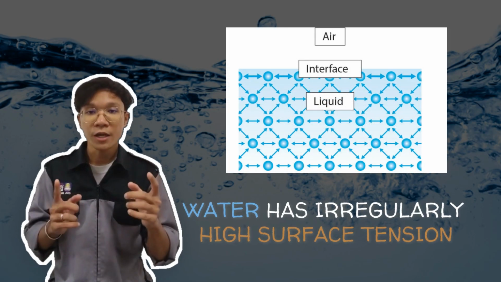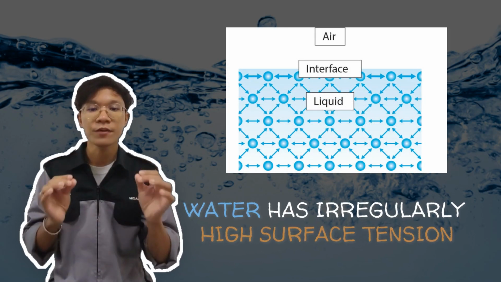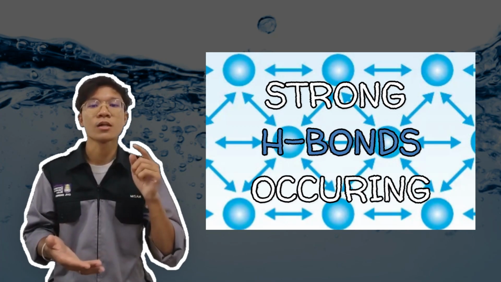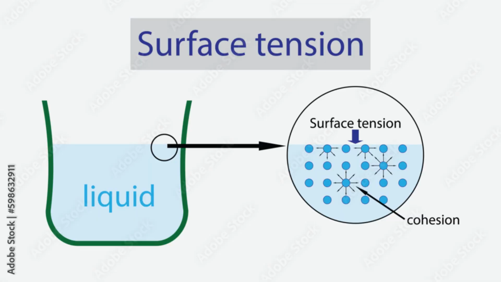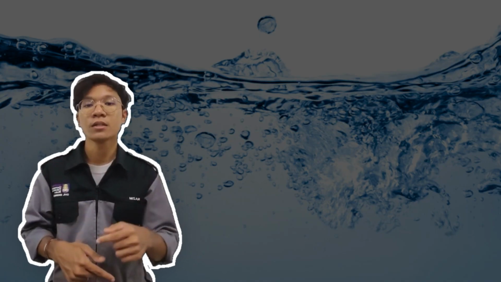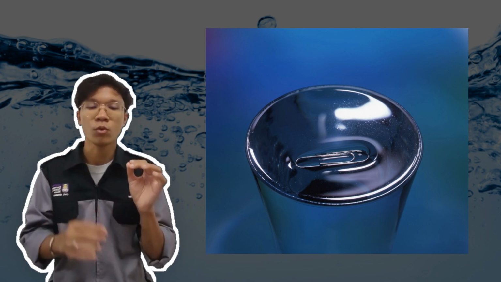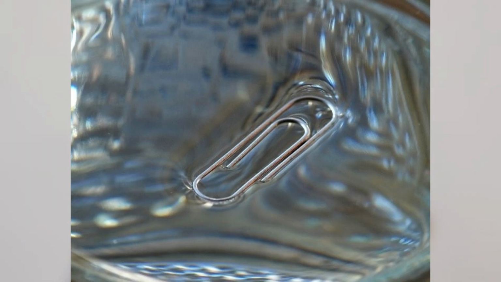Different liquids have different surface tensions, and water has an irregularly high surface tension, considering the small size of the molecule. This is because of the strong hydrogen bonding. Water does not want to reduce the amount of hydrogen bonding occurring by increasing the surface area, and this phenomenon is the reason that a paperclip, if carefully placed on top of water, will float. Theoretically, the paperclip is more dense than water, so it should sink, but the surface tension keeps it afloat.